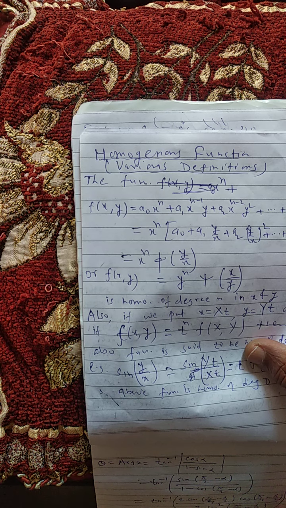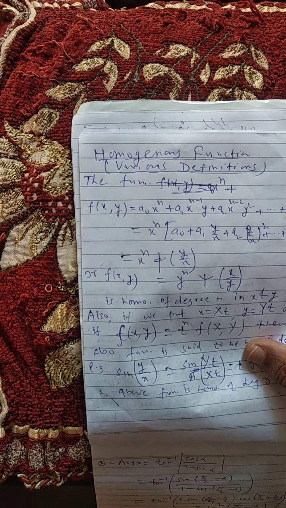For example, we have seen f(x,y) is equal to x square plus 2xy plus y square. It is homogeneous of degree 2. Why? There are three terms in f(x,y). The first term is x square. So the power of x is 2, the power of y is 0, though it is not given. So what is the sum? 2 plus 0, that is 2.